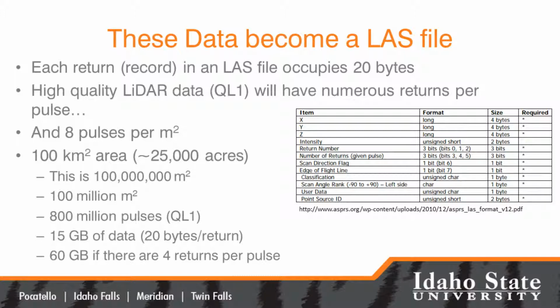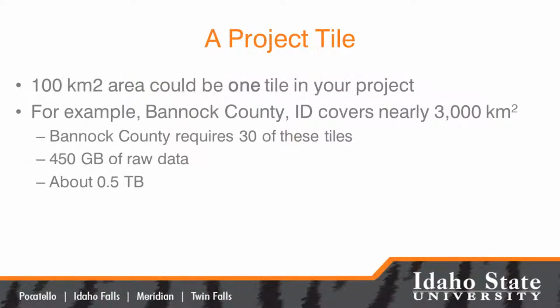That is 800 million returns on QL1, 8 pulses per square meter. That all by itself is 15 gigabytes of data. Now, as a project, you may be looking at a project that covers a county or a city, a community in Idaho. Those projects are normally tiled, so they're broken up into smaller chunks so that the project becomes more manageable simply because of its size.